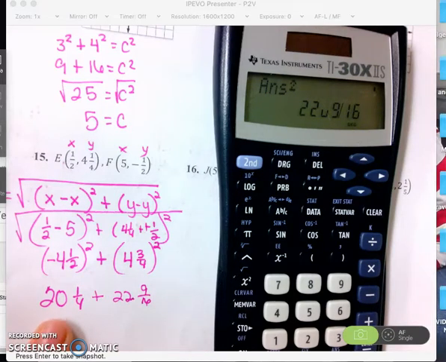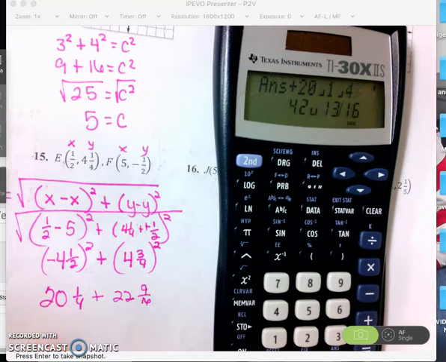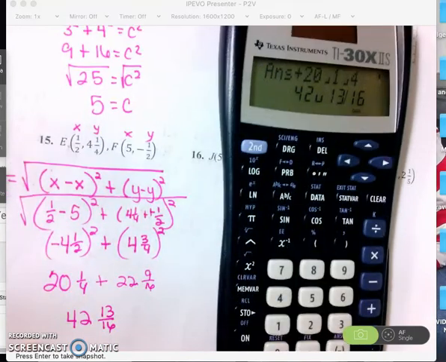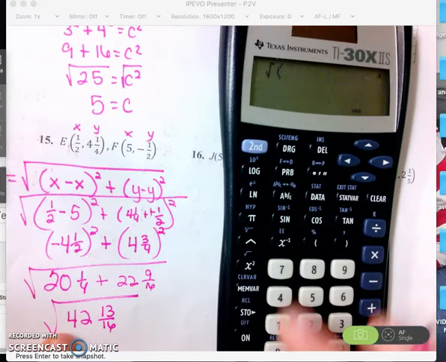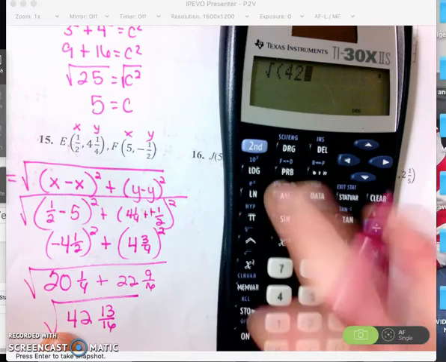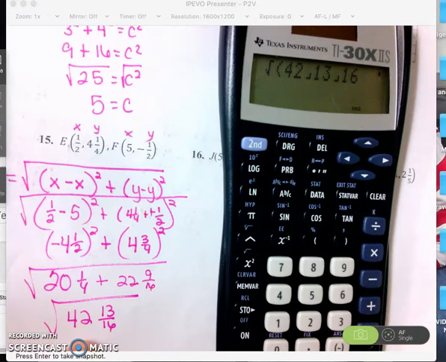Now I want to take that answer and I'm going to add that 20 1/4, and it gets me 42 13/16. And then I need to find the square root of that, because remember, square root everything. So I'm going to put 42 13/16. Okay, and my answer is 6.54, so 6.5.